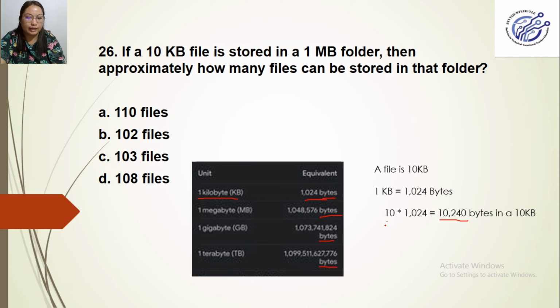So, again, pag meron po tayong file na 10 kilobytes po, i-multiply po natin yun sa value ng ating kilobytes into bytes na 1024 siya. So, meron tayong 10,240 bytes in 10 kilobytes. Then, yung ating 1 MB folder, atin din siyang i-convert into bytes po. So yung ating 1 MB is equivalent po yan ng 1,048,576 bytes. So ano na po yung gagawin natin dito?